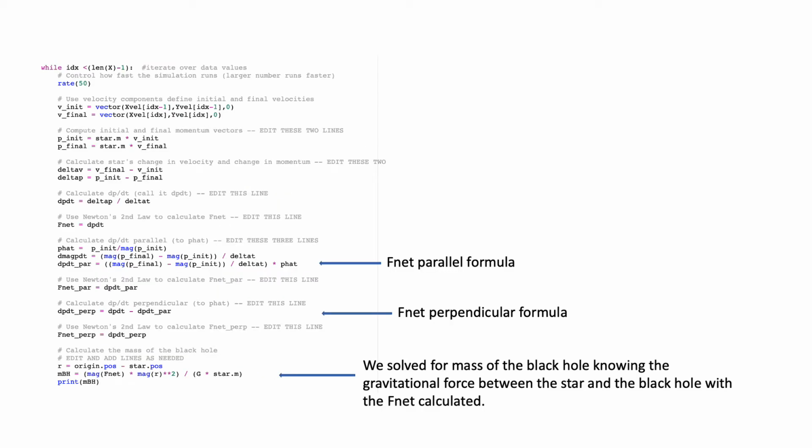We then wrote the formula for delta p perpendicular and delta p parallel, which we included into F net, that is equal to the sum of both directions. And then from the gravitational formula, we solve for the mass of the black hole.